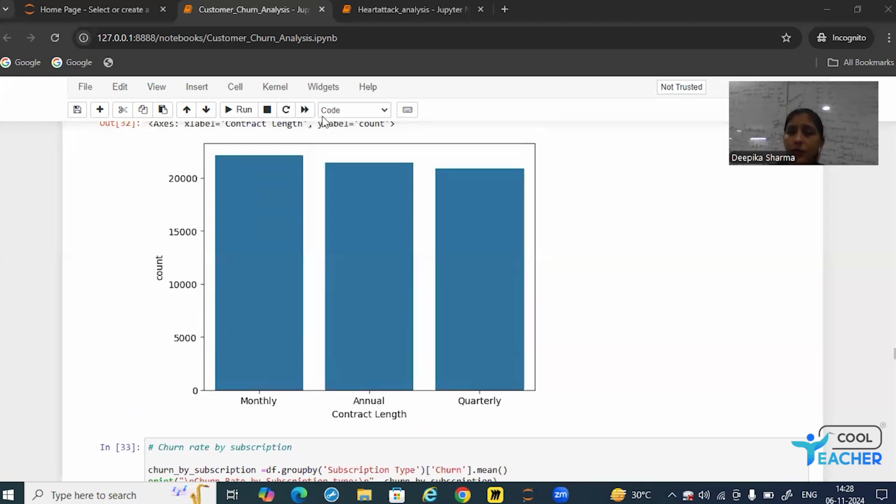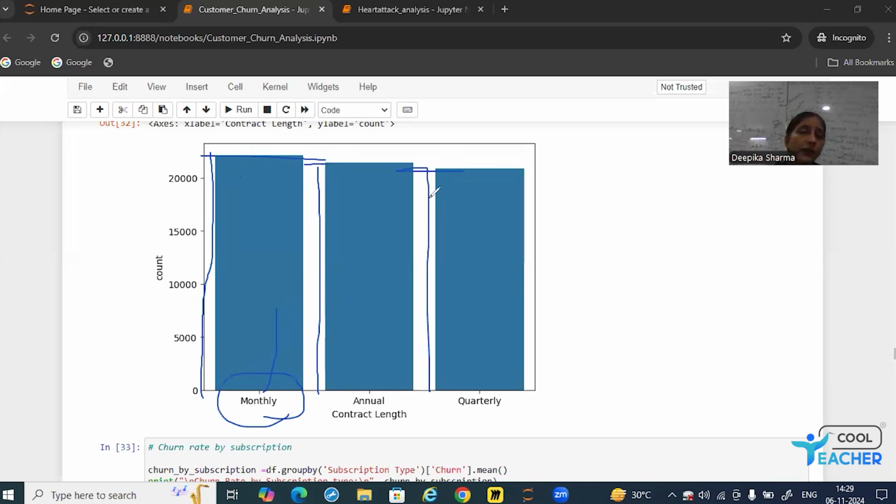Here it is showing you the monthly contract length at about 20,000. Let's say suppose 22,000 people took the monthly contract length. A little bit fewer people are taking the annual contract length, and the quarterly contract length is a little bit lower. So it means the majority of people are taking the monthly contract length.